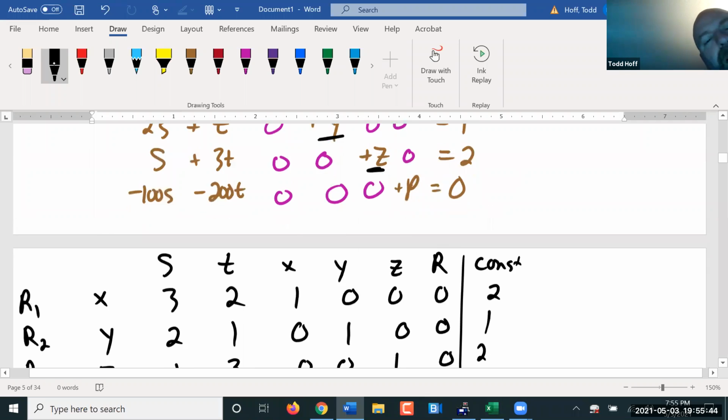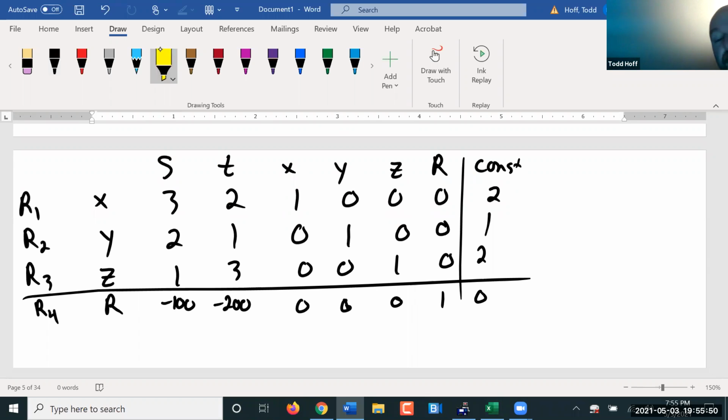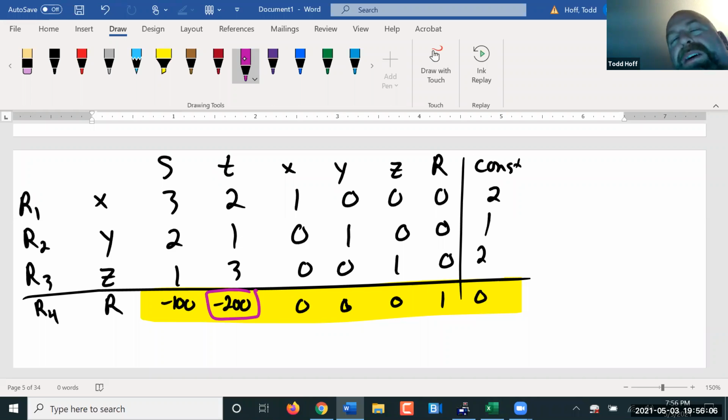So now we need to solve this tableau. We need to reduce the tableau. Remember, to do that, this is a standard maximization problem. So I'm going to look at this bottom row, and I look at any negative values. I have two negative values, negative 100 and negative 200. So I start with the most negative value, the one with the largest absolute value, which is furthest from 0, which will be the negative 200.